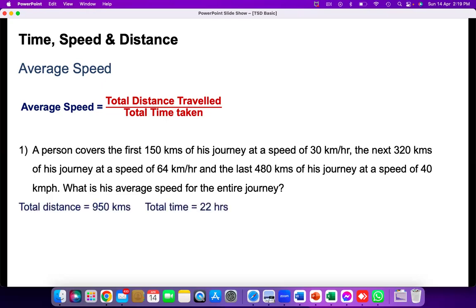Okay. So total distance is 950 kilometers. How do you get it? The question says a person covers the first 150 kilometers of his journey at a speed of 30 kilometer per hour. So 150 and then 320 and then 480. Total distance is 950.